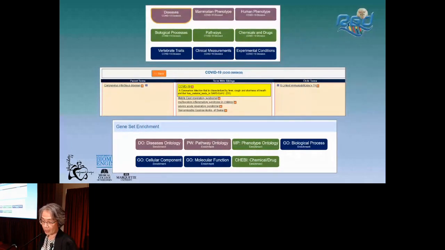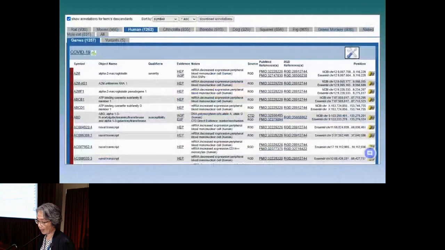Down at the bottom, you can send the selected disease genes for enrichment analysis. Again, we have disease ontology, pathway ontology, and phenotype ontology for enrichment analysis. If you want to look at annotation, you go to the orange icon. That icon will bring in the annotation page. On the annotation page, you can choose human genes, mouse genes, or rat genes. On the top, you have the option to download all the annotations, or you can send the disease genes to analysis tools at the Rat Genome Database.